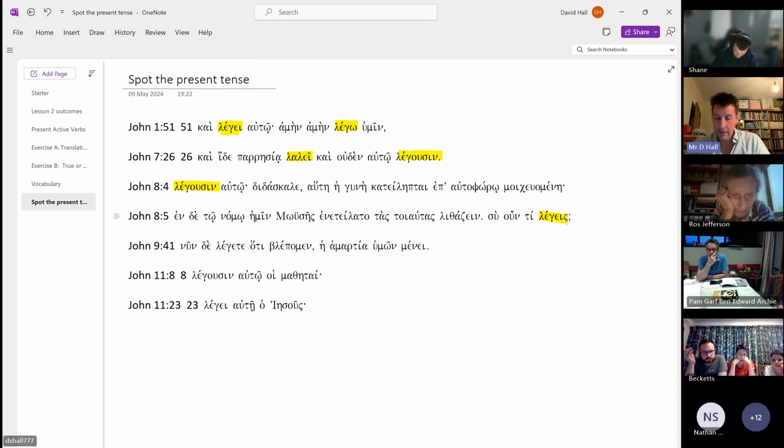That bit at the end of the sentence. So firstly, what is on John 8:5? What's the leges? What's the leges? And then the second question is, what do you know about that particular sentence? Even if you can't translate it, what do you notice? What does that ending tell you? Well done, Michael. Thank you.